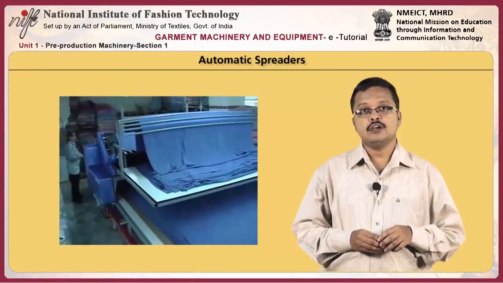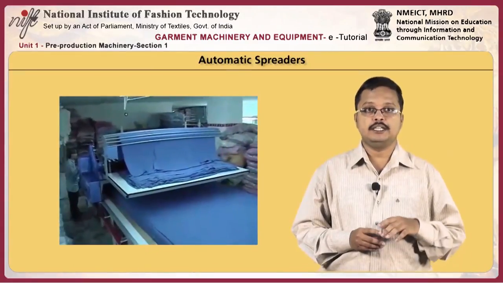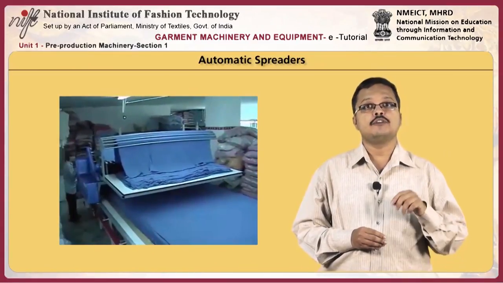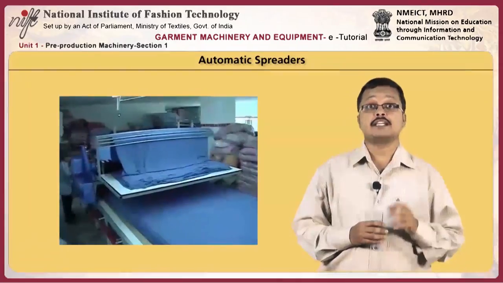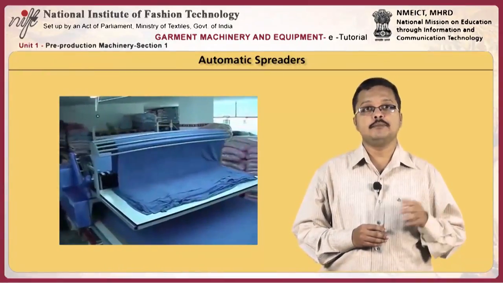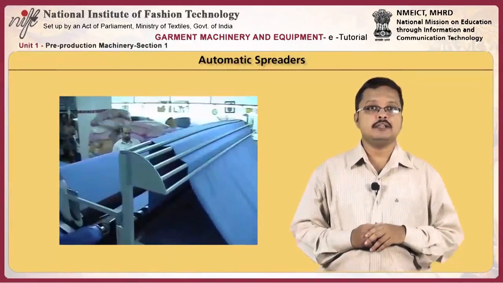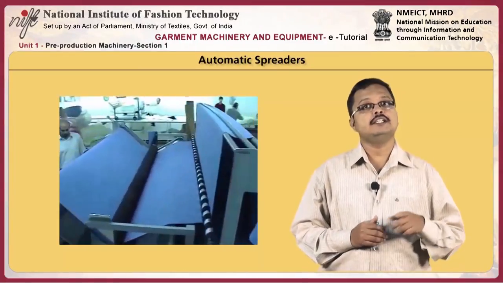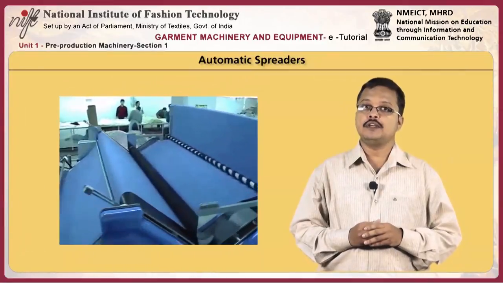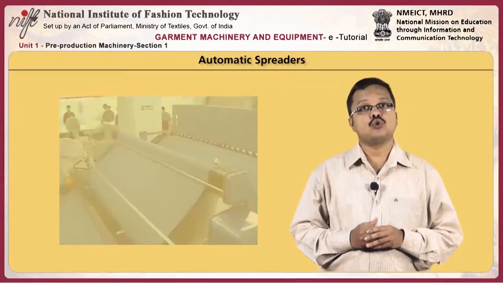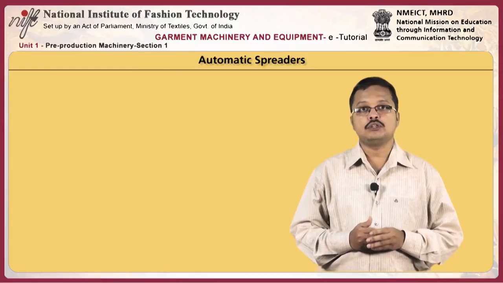End catchers hold the fabric at the end of the lay. An overfeed device feeds extra fabric when a fold is made. Ply cutting devices cut the fabric across the width at the end of the lay. It usually consists of a rotary knife blade mounted on rails.